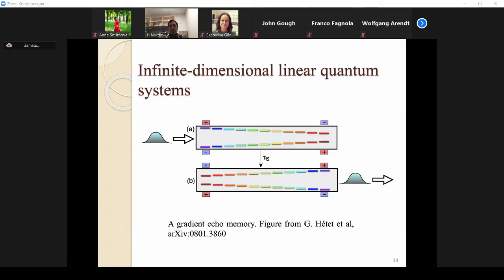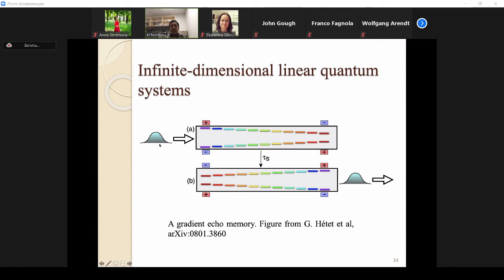So this is the basic structure of a gradient echo memory. It has a certain length, the memory. You have a pulse coming into the system. And the way it works is that you have a cloud of two-level systems, and you apply a magnetic field gradient across the memory. That creates, along the length of the memory, a different separation of energy of the two-level system at different positions in the memory. In this picture, as you go to the right, the separation of energy levels between the excited and the ground state becomes smaller.